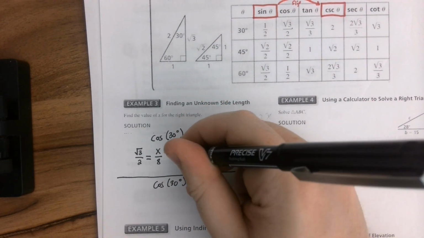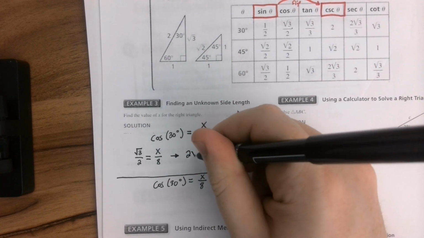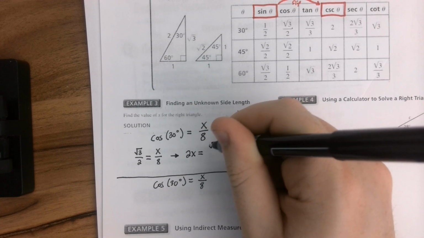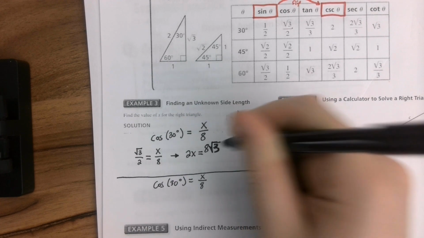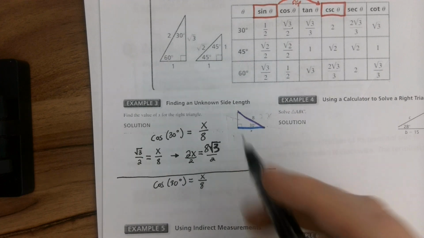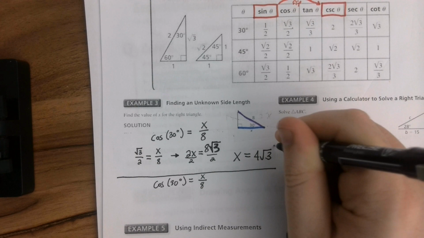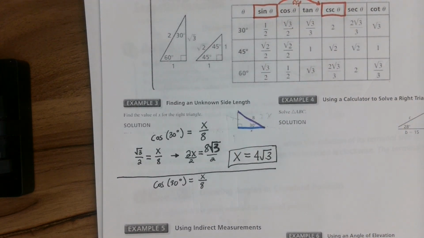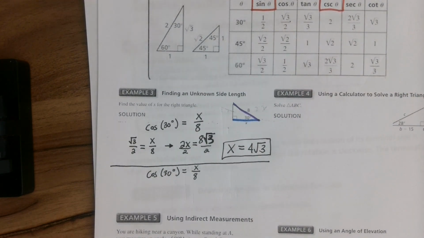From here, we just need to cross-multiply and simplify. This gives us 2x equals 8 times the square root of 3, my bad. And to get rid of the 2 in front of the x, we can just divide both sides by 2. We get x equals 4 root 3, and this is an exact answer. So if you can use this table, do it. You'll get a more exact answer.